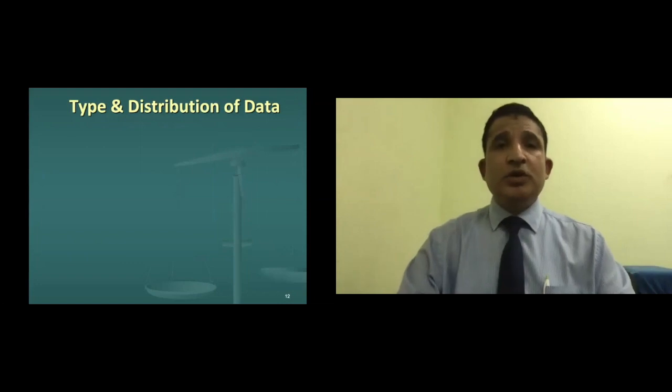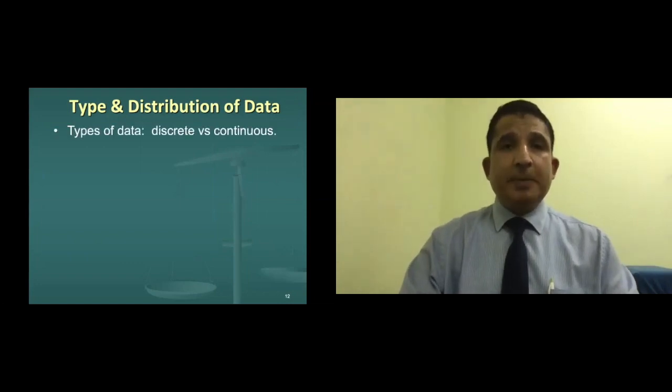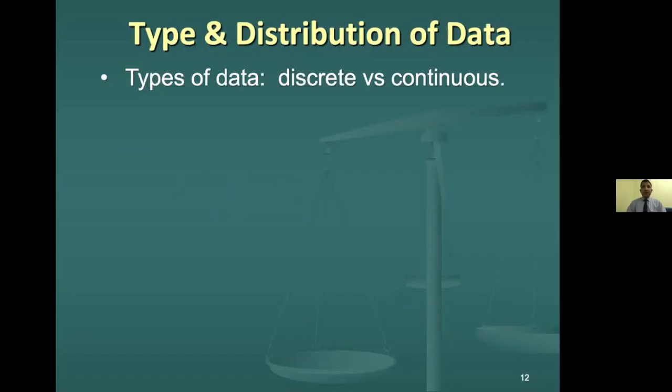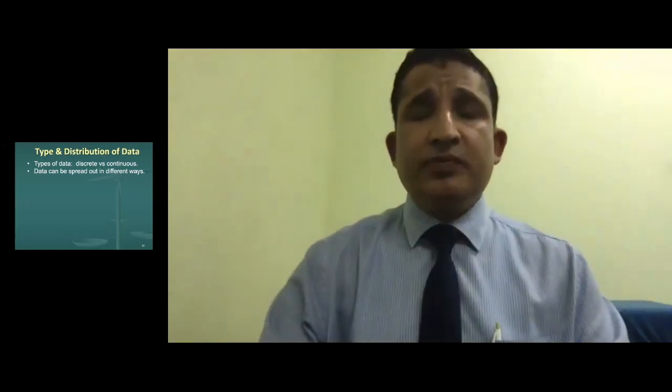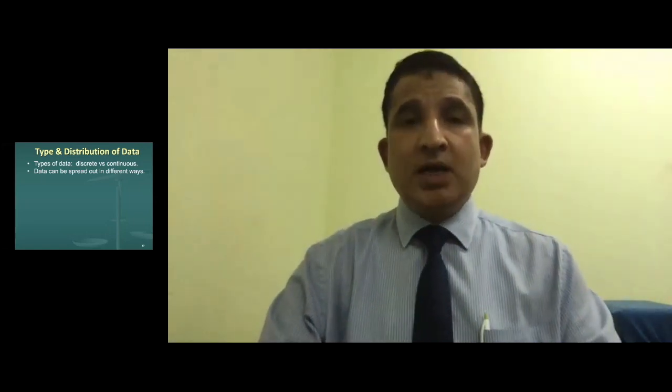Now let's go to the type and distribution of the data. Data can be discrete or data can be continuous. Because of the nature of my presentation today, it would be beyond the scope of my presentation to go into the details of types of data. The next important thing is how the data are distributed. This is the fundamental basics of statistics.